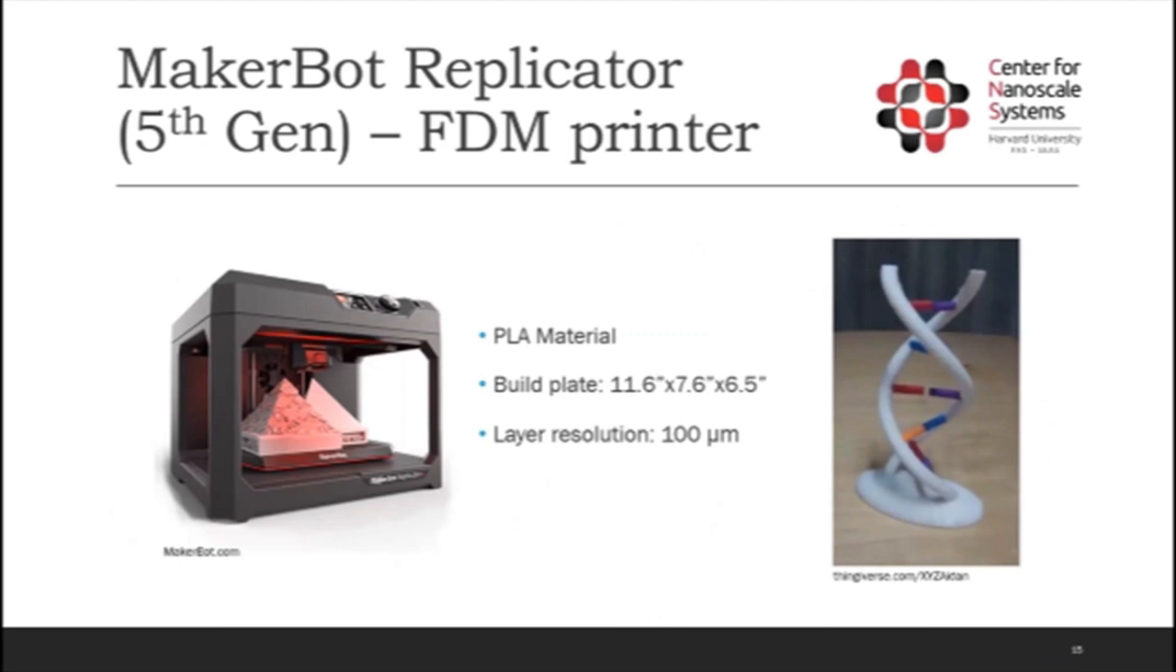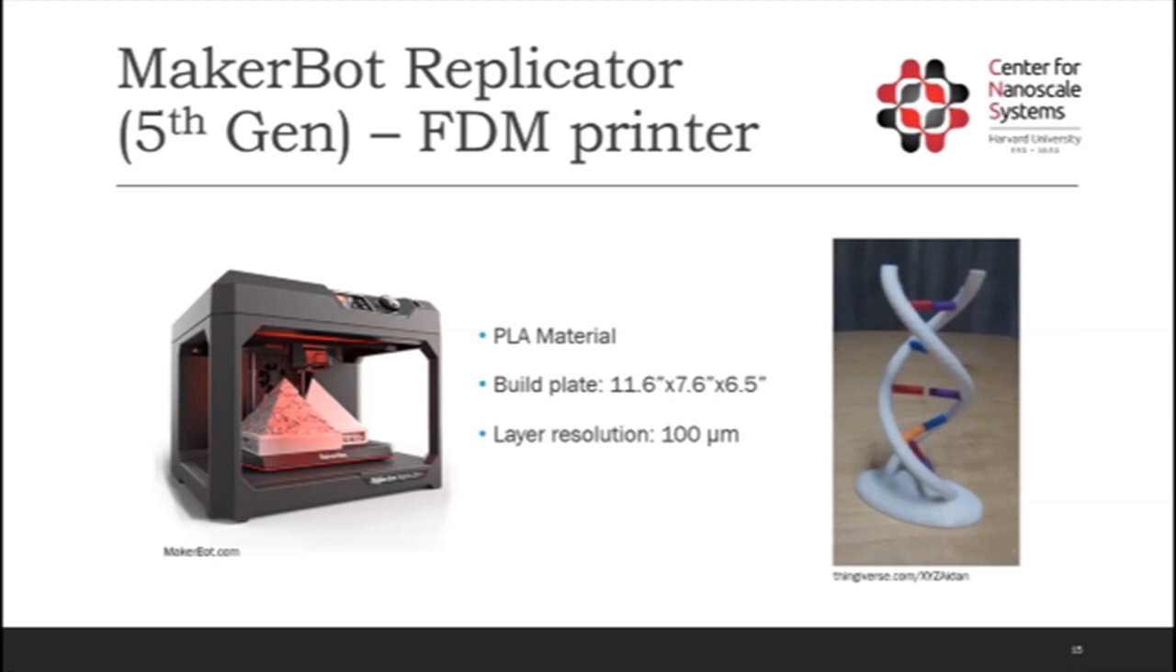We have the 5th generation, which means it takes PLA material. The build plate in this Replicator is a little bit larger than the build plates of the FormLabs printers. And the layer resolution is 100 microns and can go up to 300 microns. You can also go to 400, but we start seeing a little layer separation after 300. So I always say 100 to 300 micron layer height.